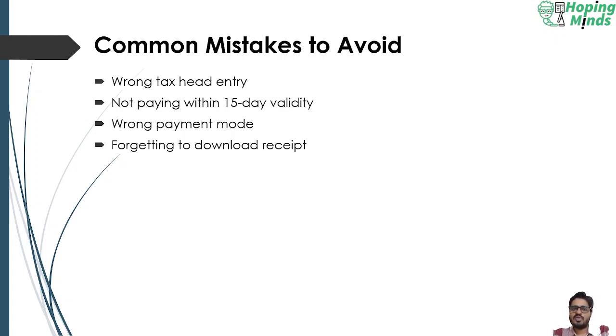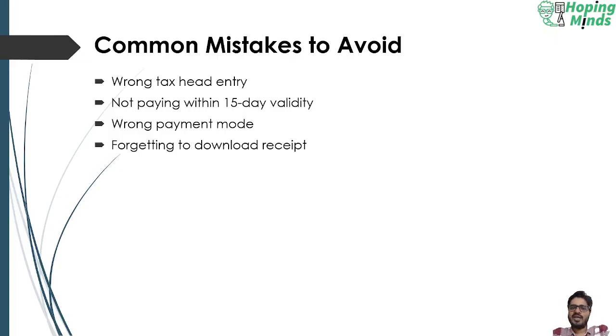What are the common mistakes to avoid? Wrong tax head entry. If while creating a challan or making the payment, the wrong tax head is chosen, then it will be credited to that head only, and that balance can be used for the payment of that head of tax or interest or penalty amount only.